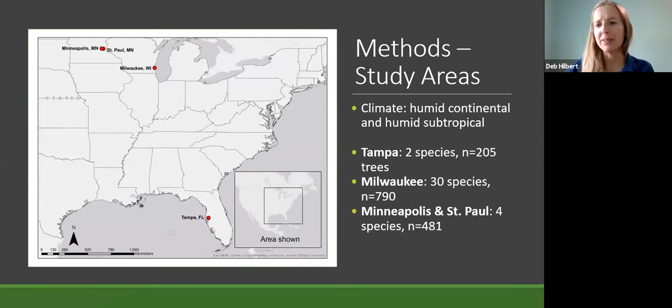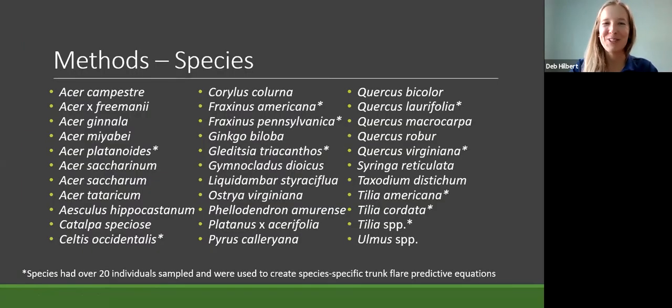In Tampa, we looked at 2 species, 2 really large common oak species that are planted along streets. In Milwaukee, they looked at several different species. And then in Minneapolis and St. Paul, which we ended up lumping together at the end because there wasn't a lot of difference, they looked at 4 different species. So we had a lot of species to work with.